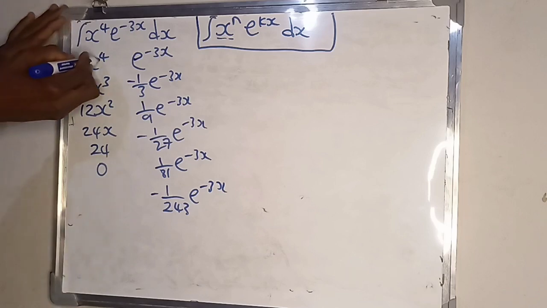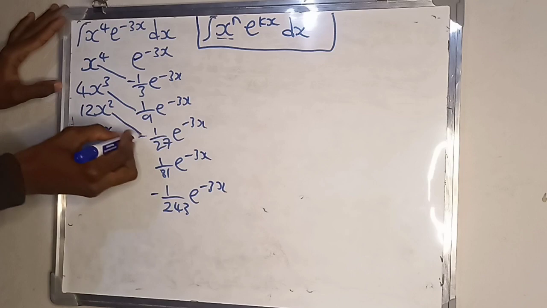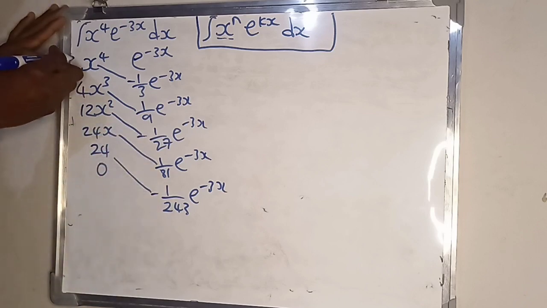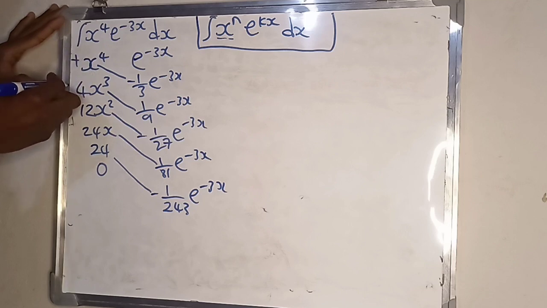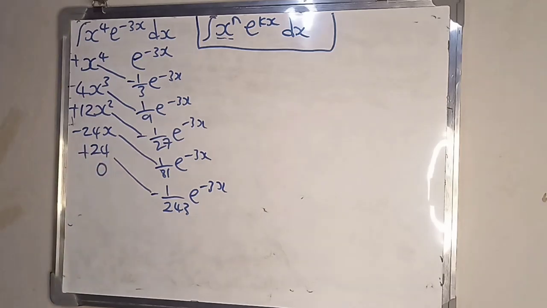Then I'm going to multiply this with this, this with this, this with this, this with this, and this with this. This must go with a positive sign, a negative sign, positive, negative, positive. This is how the diagonal method works. From here, we have a solution for the integral that we're looking for.